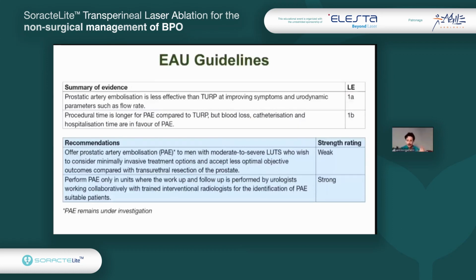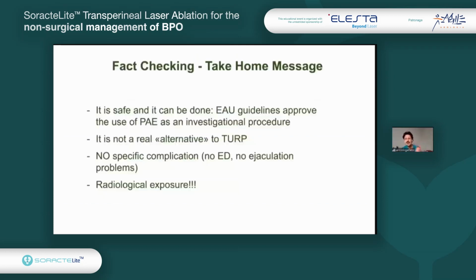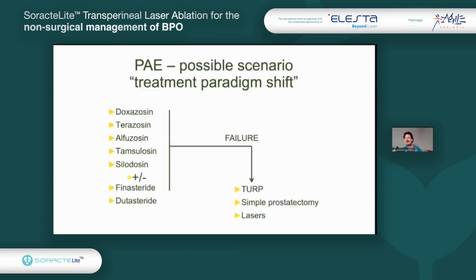The EAU guideline confirmed that PAE is less effective than TURP, so we just have to try to find the good indication. And the good indication is that PAE is not an alternative to TURP. It is a good alternative for selected patients. You have the drawback of radiological exposure, but probably the possible scenario is not as an alternative to TURP, which remains the standard, but in the middle way between the drugs and the surgical options.